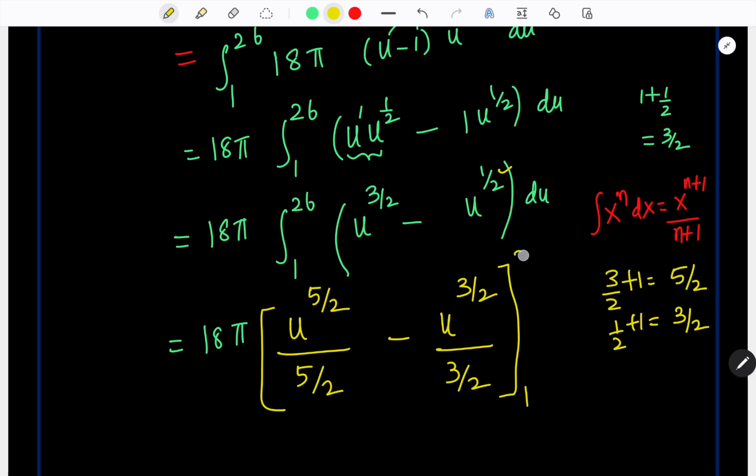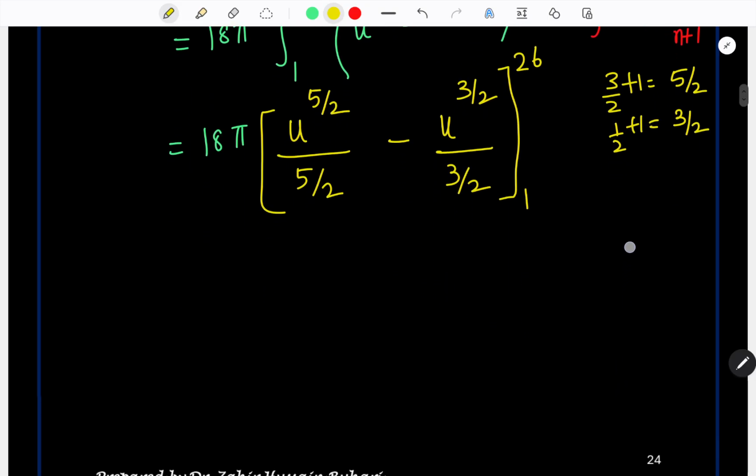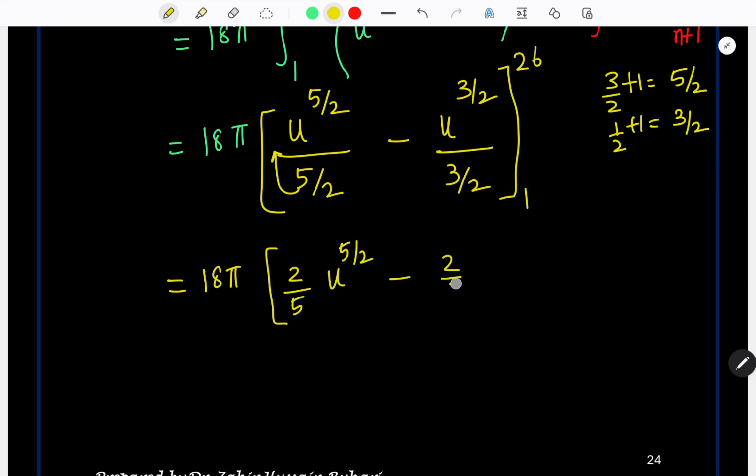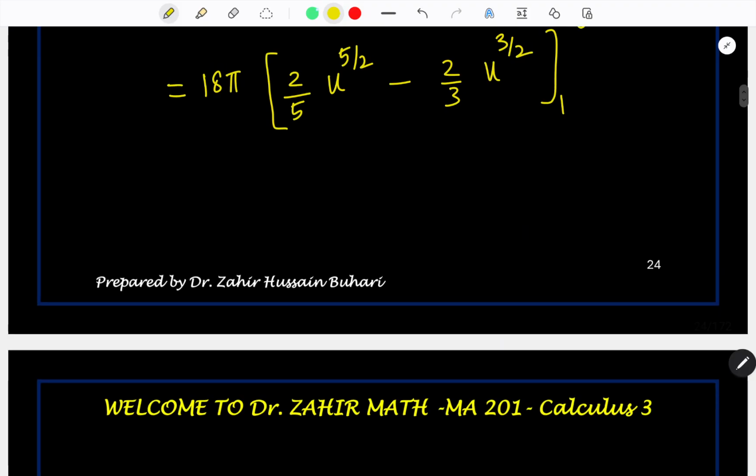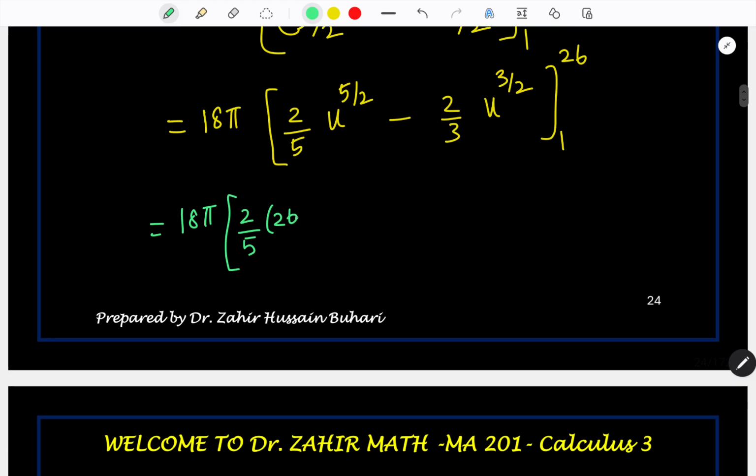The limits are 1 to 26. What I'm going to do is flip the 5 by 2 and 3 by 2. So 18 pi, bracket open, 5 by 2 flipped is 2 by 5 u to the power of 5 by 2 minus 2 by 3 u to the power of 3 by 2, and this is 1 to 26. What is the next step? Upper limit minus lower limit. So it is equal to 18 pi, bracket open, 2 by 5. What is the upper limit? 26. So 26 to the power of 5 by 2 minus 2 by 3, 26 to the power of 3 by 2.